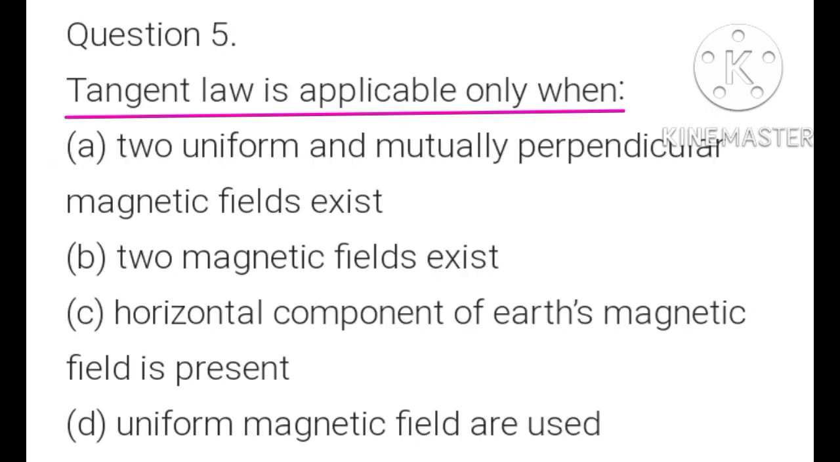Question number 5. Tensor law is applicable only when: A option two uniform and mutually perpendicular magnetic fields exist, B option two magnetic fields exist, C option horizontal component of earth's magnetic field is present, D option uniform magnetic fields are used. When two uniform and mutually perpendicular magnetic fields exist, then tensor law is applicable. So in this question, A is the correct option. Tensor law is applicable only when two uniform and mutually perpendicular magnetic fields exist.